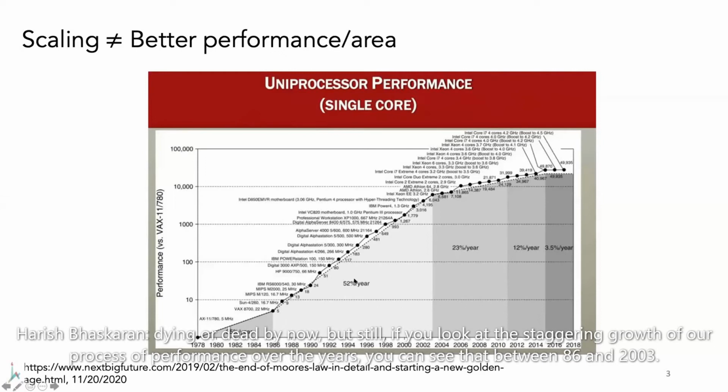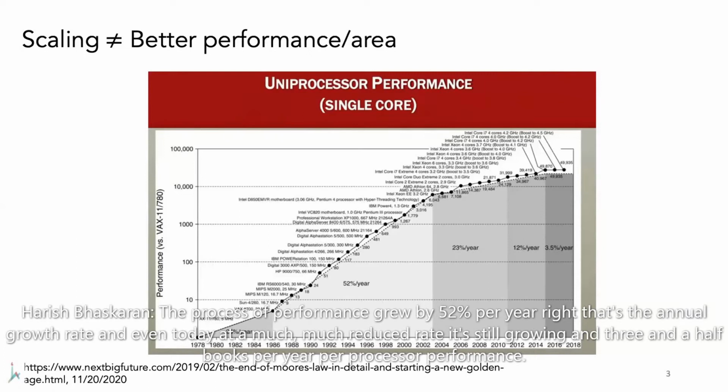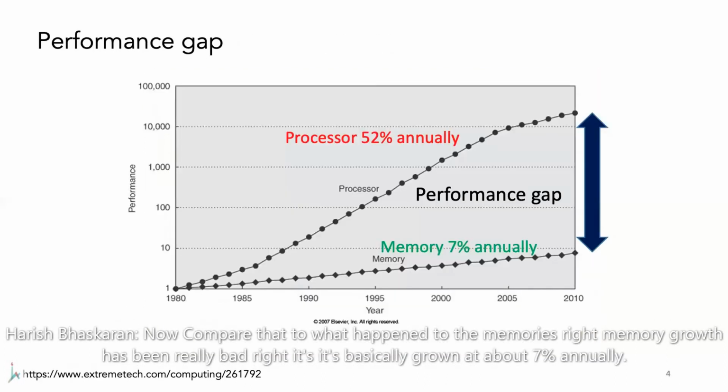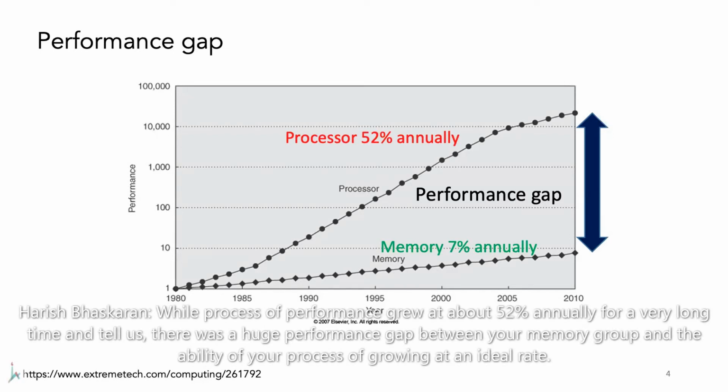But still, if you look at the staggering growth of our processor performance over the years, you can see that between 1986 and 2003, the processor performance grew by 52% a year. That's the annual growth rate. And even today, at a much, much reduced rate, the processor performance is still growing at 3.5% per year. Now compare that to what happened to the memories. Memory growth has been really bad. It's basically grown at about 7% annually, while processor performance grew at about 52% annually for a very long time. And thus, there was a huge performance gap between your memory growth and the ability of your processor growing at an annual rate.